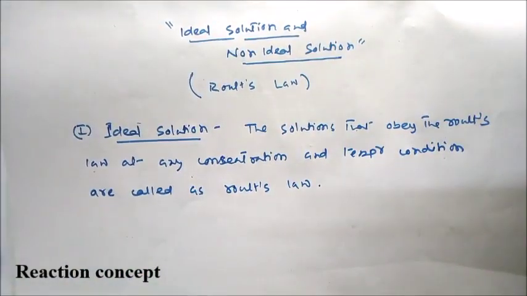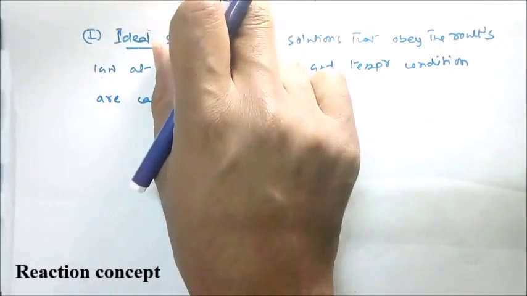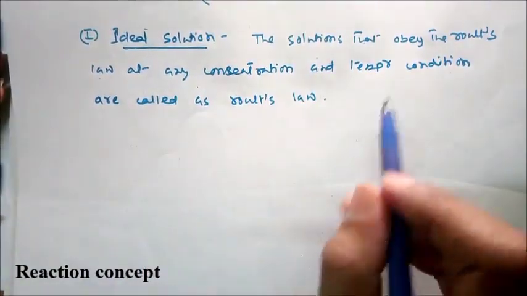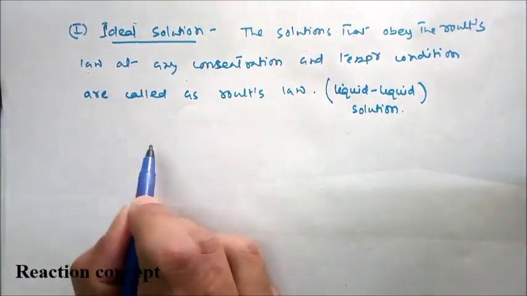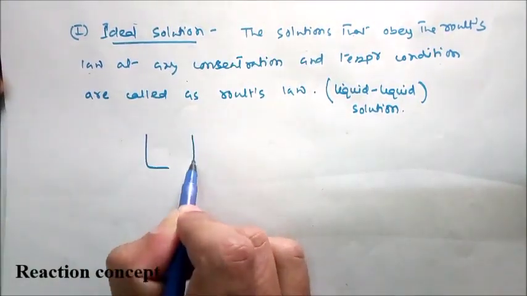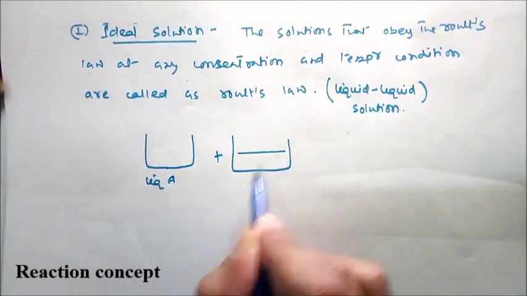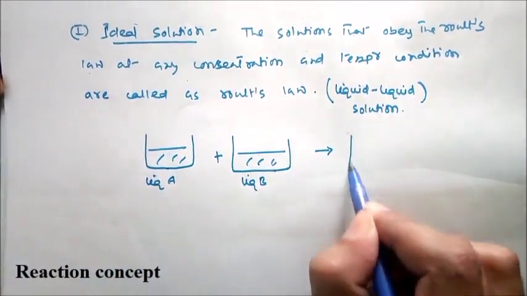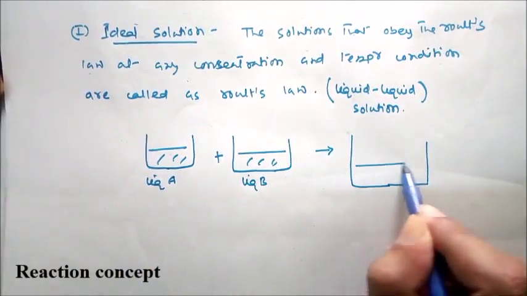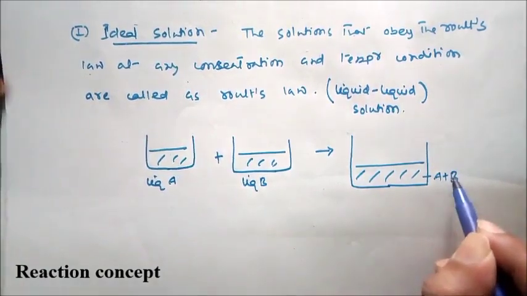So let us see the pressure values of this ideal solution. In this case, for ideal and non-ideal solution, we will take a liquid solution. Now consider a solution of liquid A, which is in pure state, and liquid B. When these two are mixed, we will get a mixture of A and B. Now we will have to characterize the mixture A plus B, whether it is ideal or non-ideal.